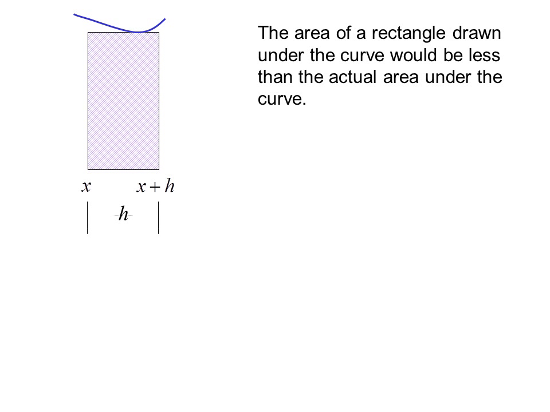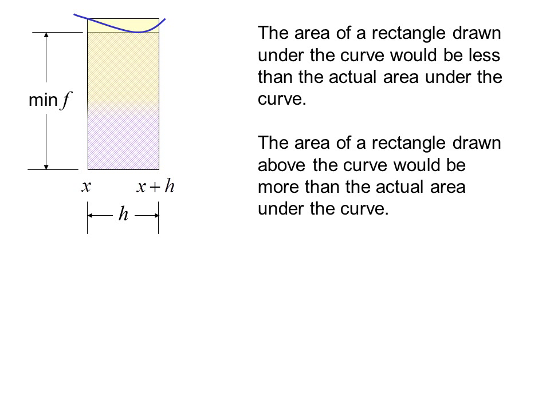The area of a rectangle drawn under the curve would be less than the actual area under the curve. So the height of this rectangle is some minimum value of f over the subinterval. The area of a rectangle drawn above the curve would be more than the actual area under the curve, and the height of the second rectangle would be the maximum value of the function over that subinterval.